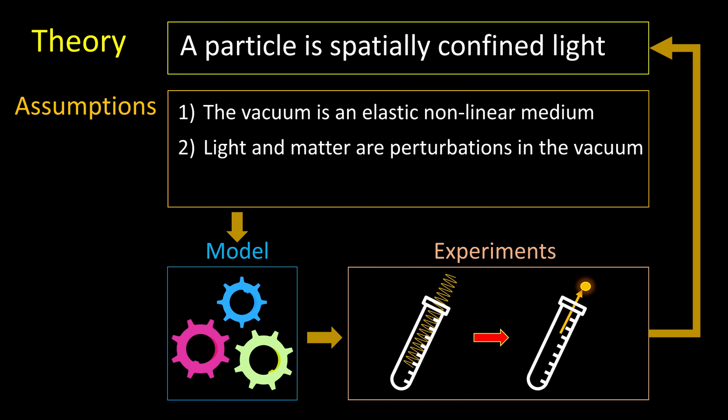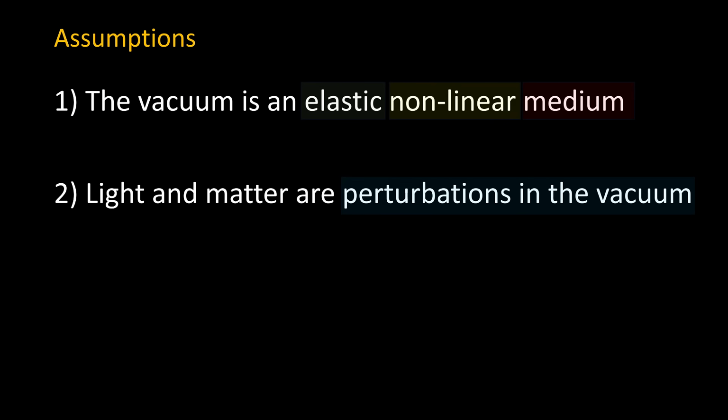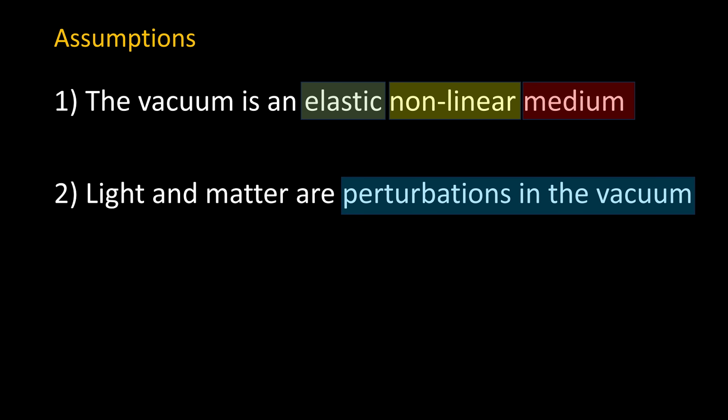Now, it's essential that you understand the meaning of the two assumptions. What does it mean for the vacuum to be an elastic, non-linear medium, and how can light and matter be perturbations in the vacuum? So what I'll do is explain the concepts highlighted here one by one in the next couple of minutes. Let's begin with the word elastic and use the example of a ball bouncing on a surface.